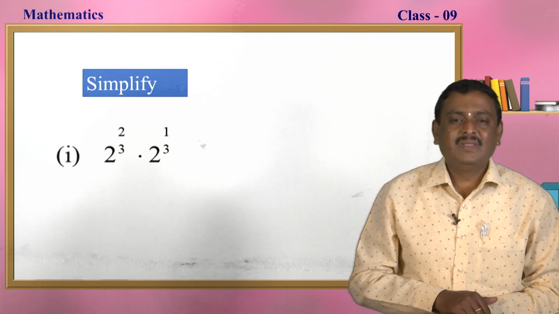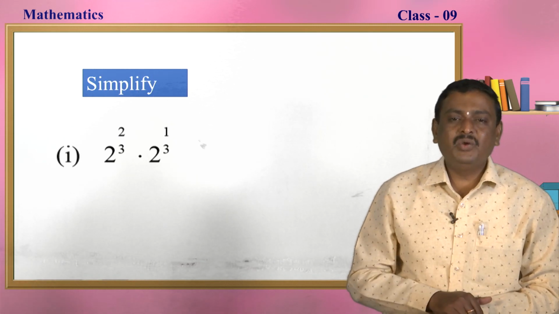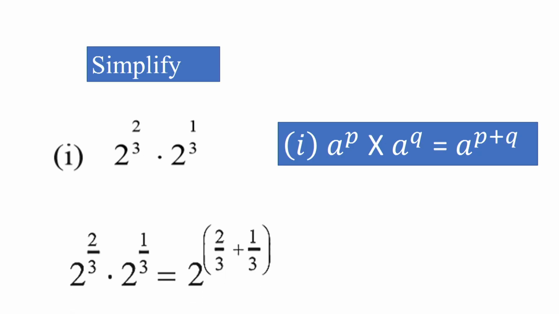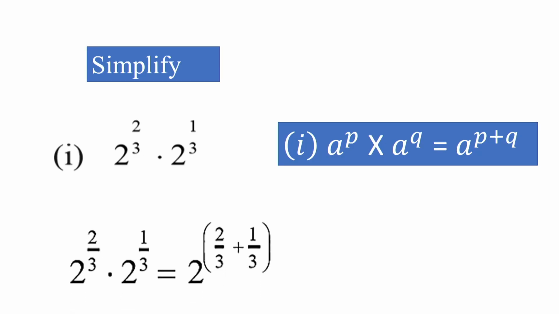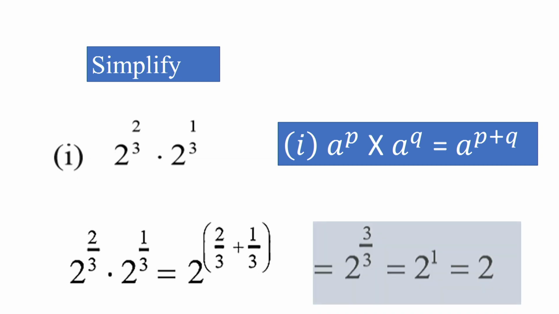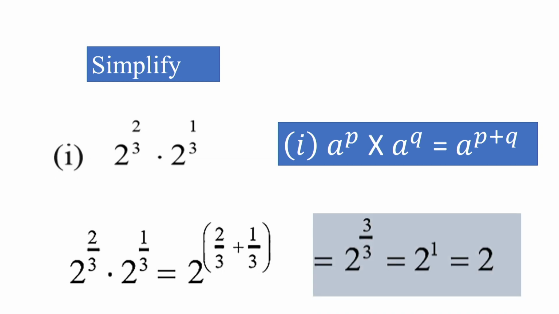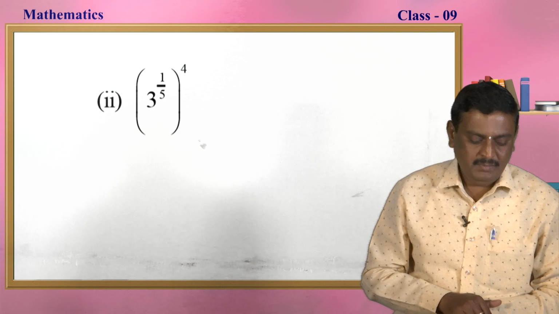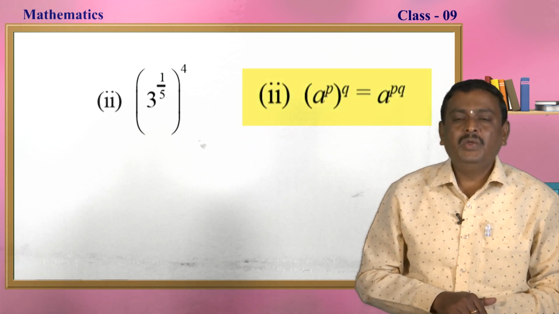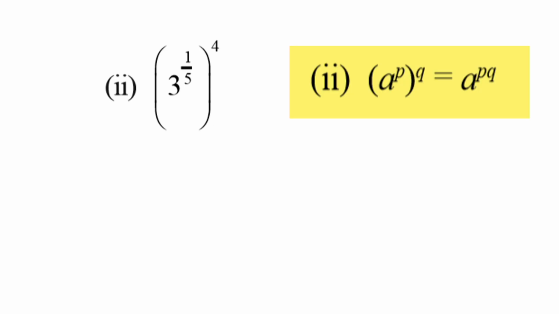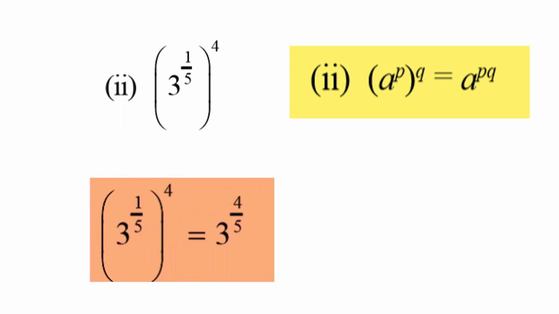Simplify. Using the identities, you have to simplify. A to the power of p into a to the power of q. So, the answer is, you have to simplify, that is a to the power of p plus q. Second one, you have to use these identities. Please do it for me, my dear students. I will show the answer. Please compare your answer. See, the answer is 3 to the power of 4 by 5.